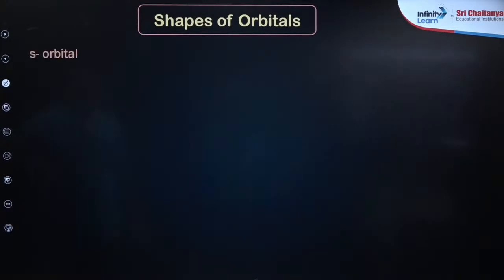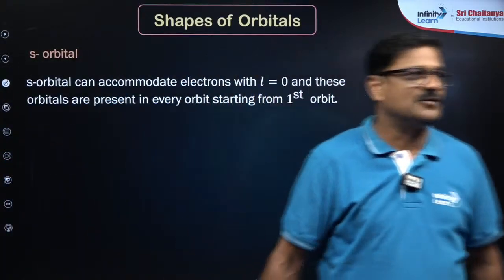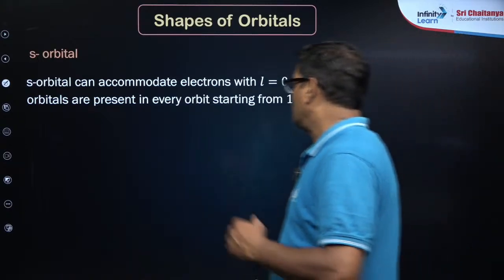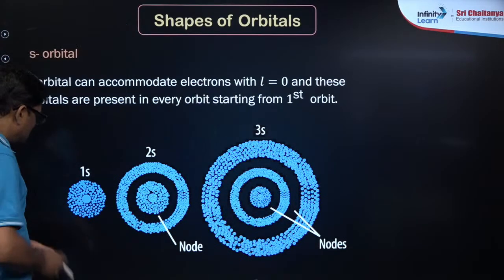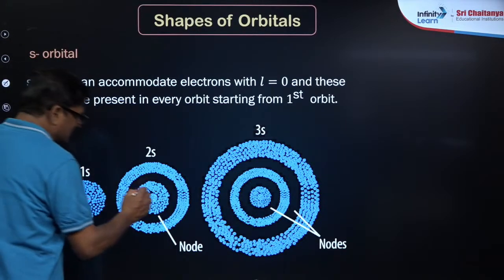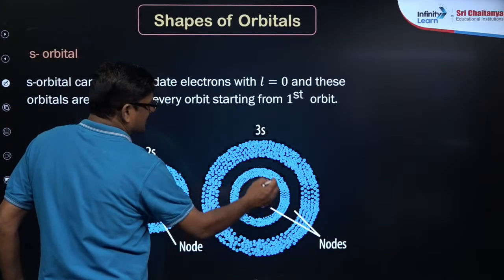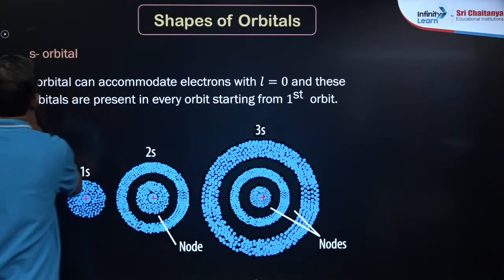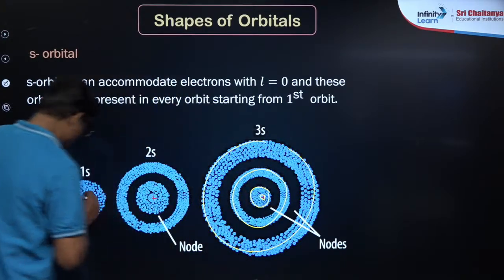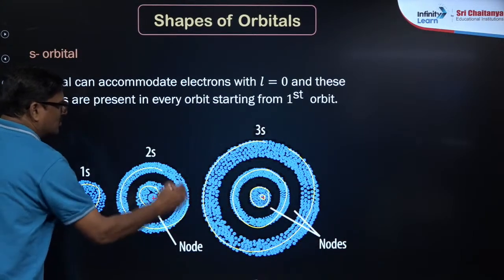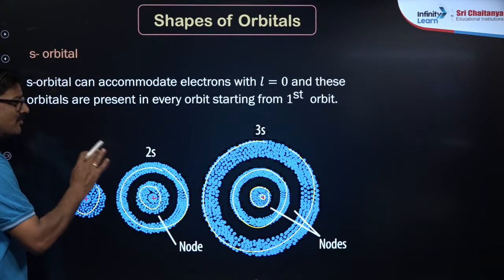Okay, shapes of orbitals. The s orbital can accommodate electrons with l equal to 0. l is the angular momentum quantum number, also called the azimuthal quantum number, and these orbitals are represented in every orbit starting from the first. This is the nucleus, and this is the 1s orbital, and this is the 2s orbital. Look, I just want to show you: nucleus, 1s orbital, 2s orbital, 3s orbital. And where the electron is, call it orbital; at some places the electron's probability is 0, that is a node.